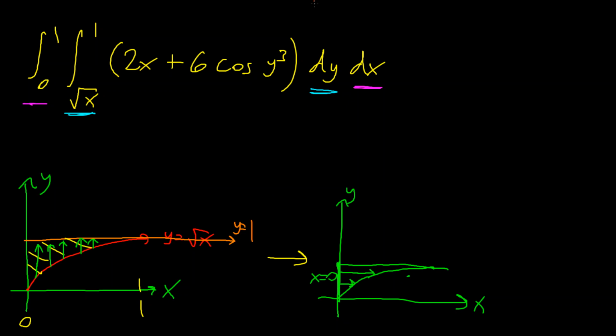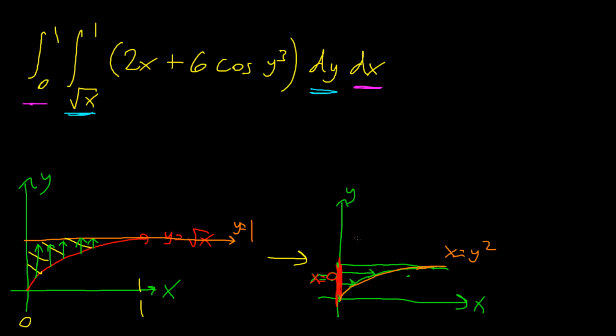I should use different colors, right? So the lower bounding curve of this region is this curve here, and that is x equals 0. The upper bounding curve is going to be this curve right here, which is y equals square root x. So if we solve that equation for x, that's going to be x equals y squared.